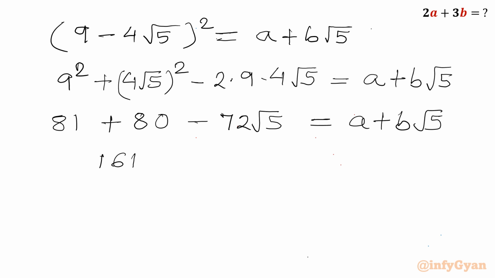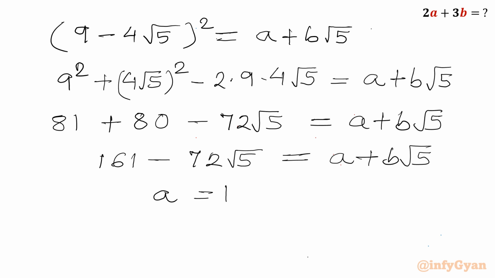81 plus 80 is 161, minus 72 root 5, equal to a plus b root 5. Now I will compare both sides to get the values of a and b. So a will be equal to 161 and b will be negative 72.